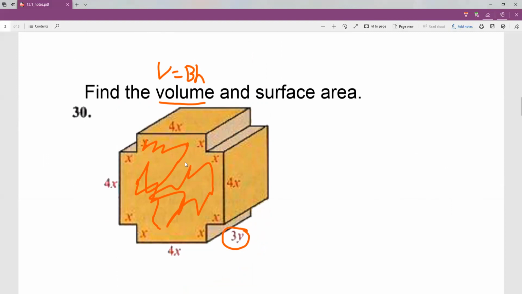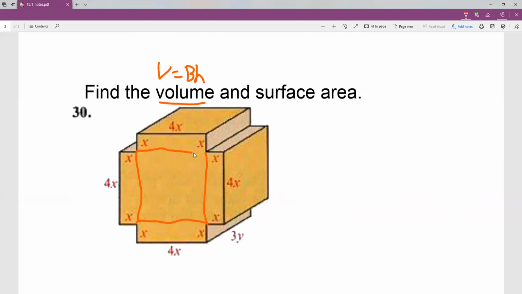Now, in this case, it's kind of hard to just figure it out as is. So I'm going to break it up into a smaller, more manageable piece, like this. I'm going to find the area of this internal square and then find the area of each of these sides, and then multiply that by the height. And that should work out.